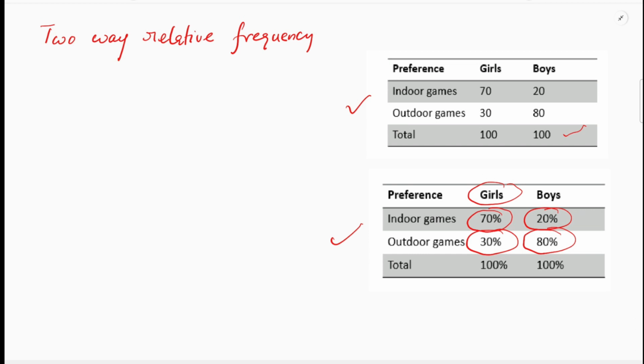Two-way relative frequencies are helpful when there are different sample sizes in the data, and percentages make it easier to compare and give more insights than the two-way frequency table.